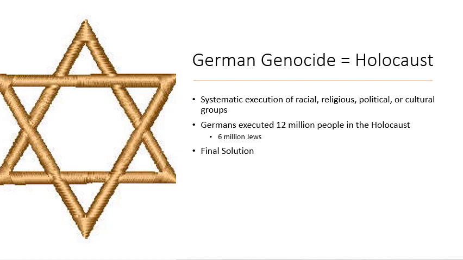So the atrocity we remember the most in World War II was the German genocide, or as it's referred to, the Holocaust. The Holocaust was a systematic execution of racial, religious, political, or cultural groups that the Germans deemed enemies of the state. Germans executed about 12 million people in the Holocaust, 6 million of which were of the Jewish faith. And the execution of the Jews was known as the final solution. That is, the final solution to the Jewish problem was exterminating them.